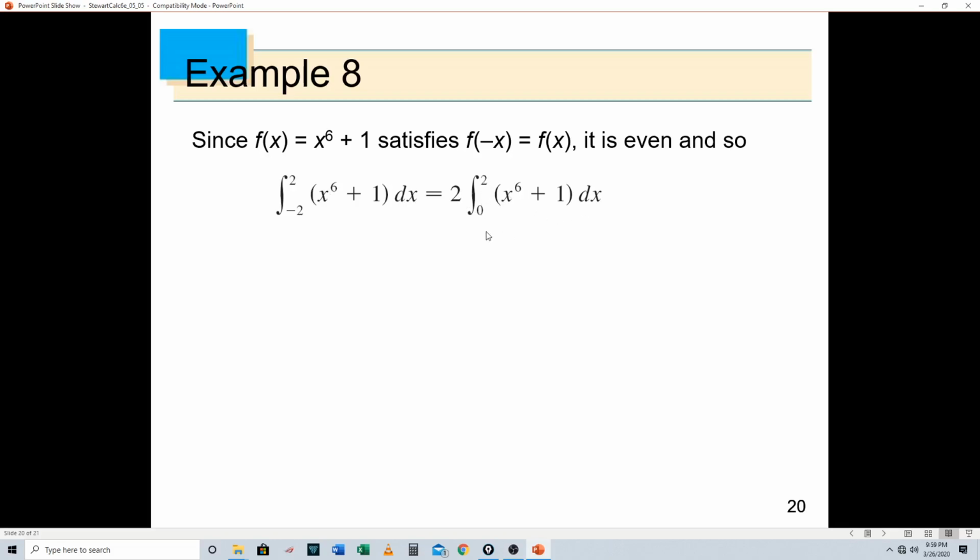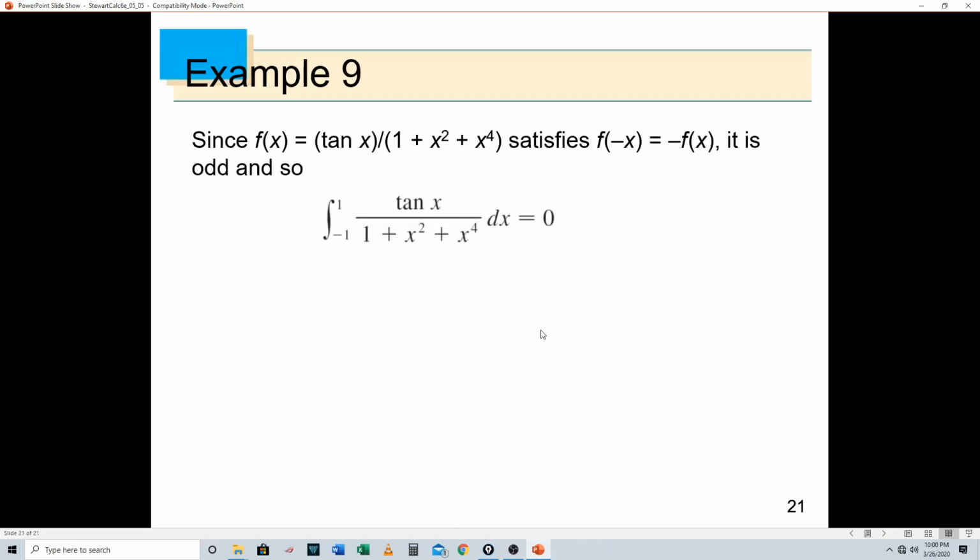Now again, it doesn't seem like that big a deal. Honestly, it's not that big a deal. But it is easier to plug in 0 than negative 2. Okay? So if you can put a 0 here, it's so much easier to do it that way. So yeah. This is an odd function. Now the nice part about this, if you know it's an odd function and it's going from negative 1 to 1 or negative a to a, it's automatically 0. I don't have to do anything.